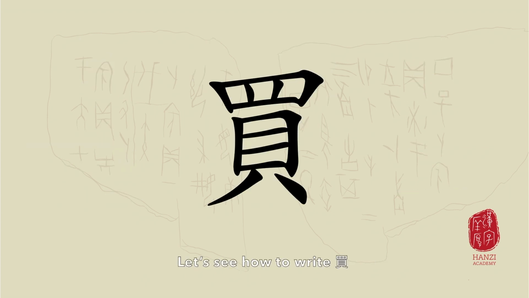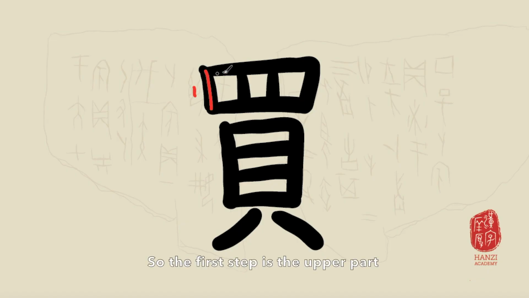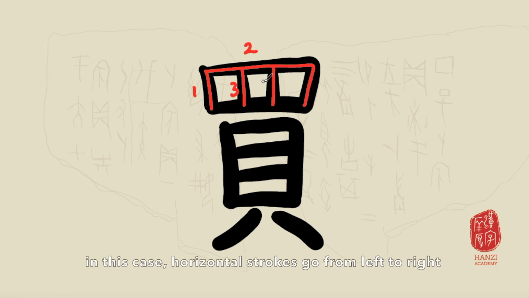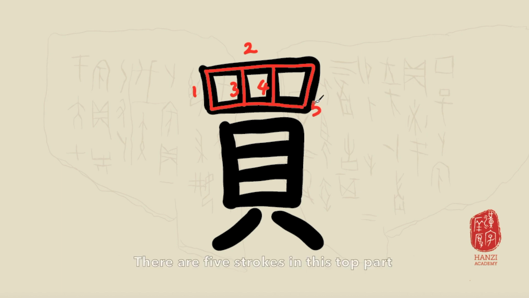Let's see how to write 买. The general rule of writing Chinese characters is from top to bottom and from left to right. So the first step is the upper part, the part of the net, 网. Vertical strokes go from top to bottom, and in this case, horizontal strokes go from left to right. There are 5 strokes in this top part.